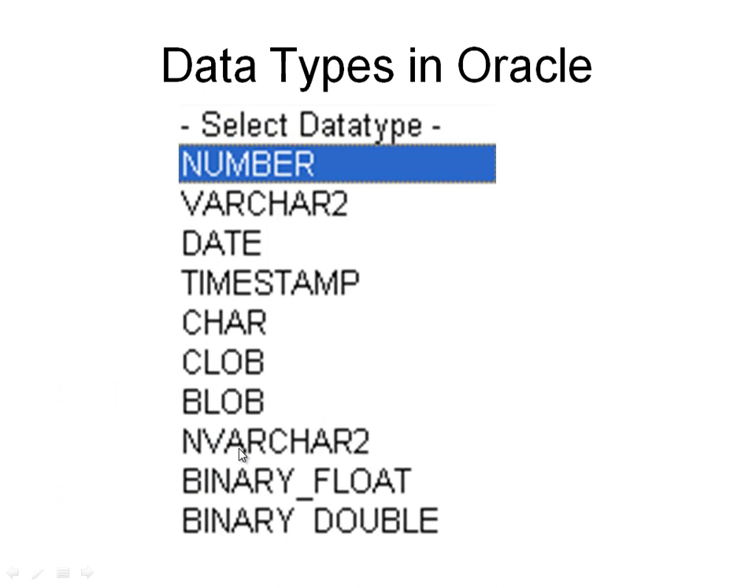This is just to remind you of the different data types in Oracle: the number, the variable character, the date, the timestamp, character, we have the CLOB and BLOB, and we have the n-variable character, we have the binary, and we have the binary float and the binary double. So those are the different data types that can be used in Oracle.